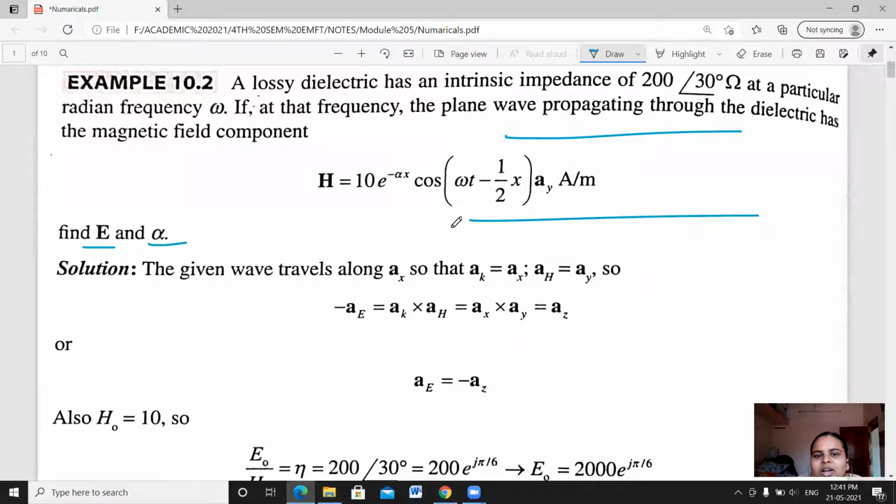Then aK is equal to aX, and aH is already given as the aY direction. Therefore, minus aE, the direction of our electric field intensity, is equal to aK cross aH, that is aX cross product with aY, which is equal to aZ. Therefore, we can write aE as minus aZ.